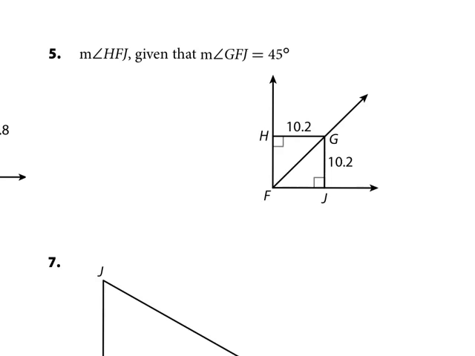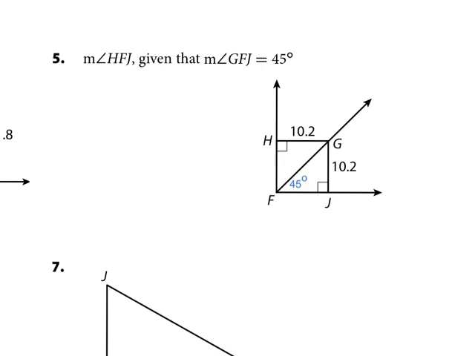Okay, so I'm looking for the measurement of angle HFJ. That's this angle here. They want me to figure out that angle. Now, you probably already know how much that is, but we have to prove it. So, given that the measurement of angle GFJ is actually 45, then the problem becomes very simple.